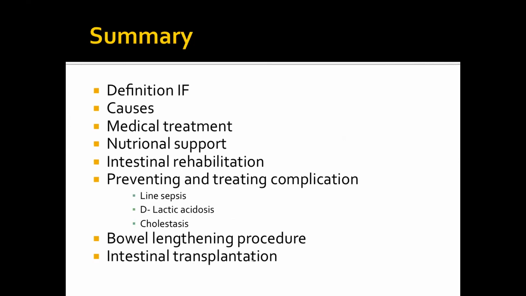So in summary, we talked about the definition of intestinal failure, causes, medical treatment, nutritional support, intestinal rehabilitation, prevention and treatment of complications, mainly line sepsis, bacterial overgrowth and D-lactic acidosis, cholestasis, and omega-3 fatty acids, bowel lengthening procedures, the Bianchi procedure, the STEP procedure, and intestinal transplantation.